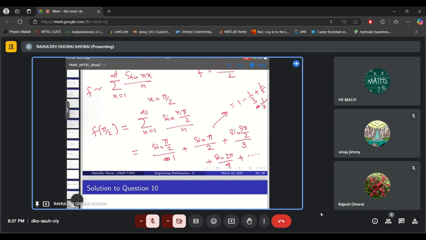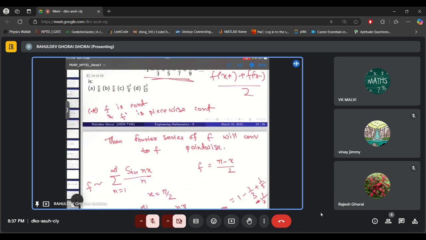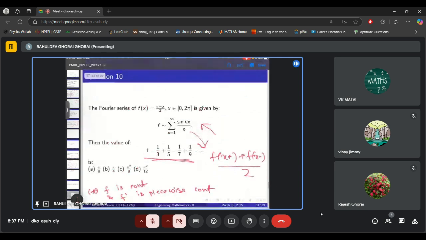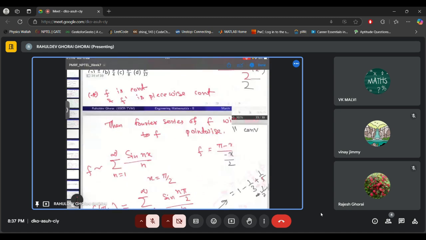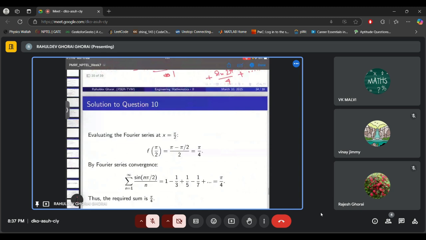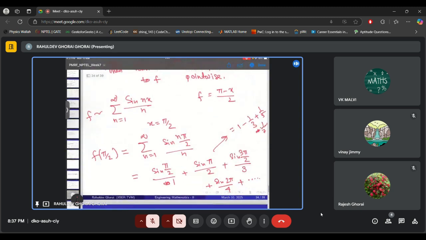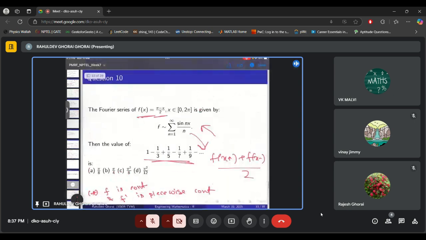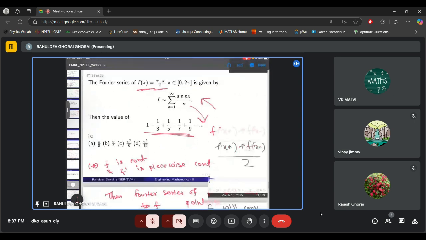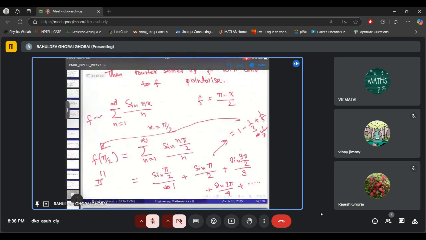But at pi by 2 we know it converges to f of pi by 2. It should converge because it converges pointwise. If f is continuous and f prime is also piecewise continuous, in this case f prime of x will be minus 1 by 2, which is a constant function, piecewise continuous. So this series value will be f of pi by 2, and from the Fourier series, the function value f of pi by 2, pi minus pi by 2 over 2, will be pi by 4.